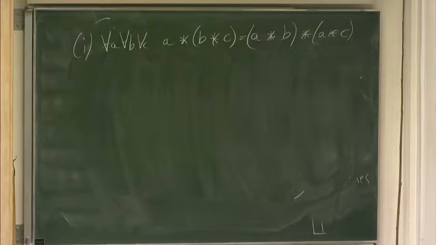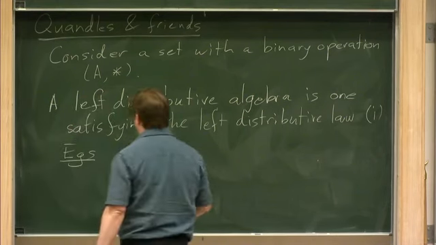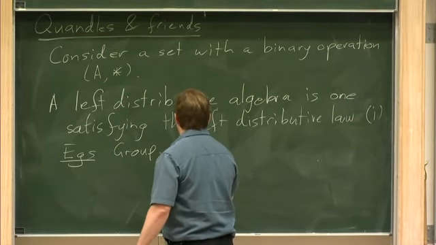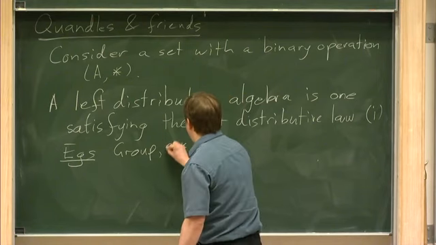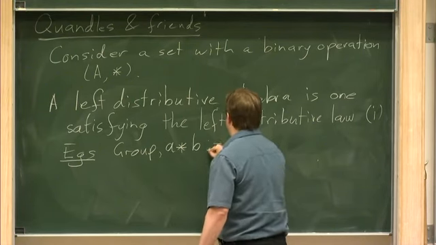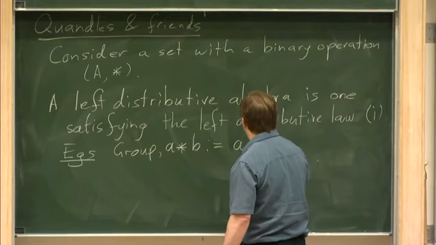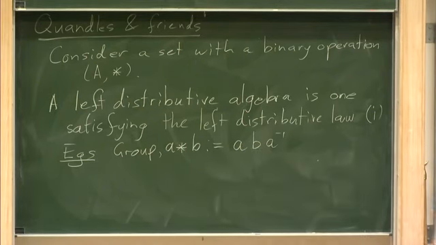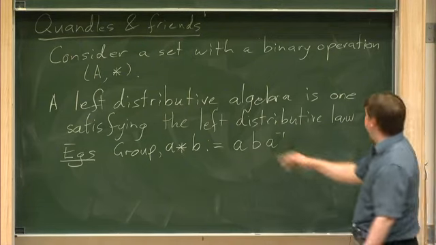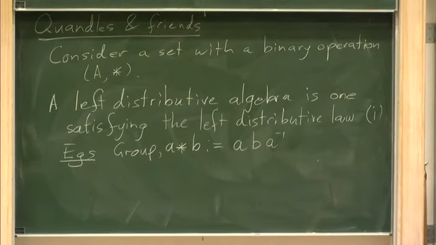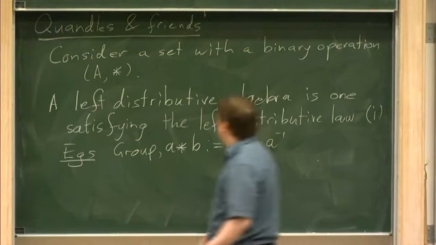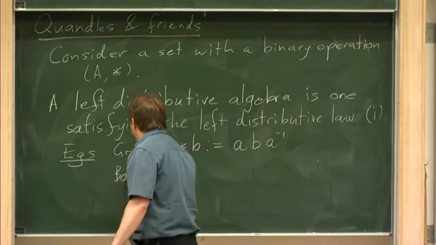For example, we have a group and then star is conjugation, so A star B is A B A inverse. Then you can check, with very simple algebra, that this holds for your group with that operation. Another nice example is if you have a Boolean algebra.